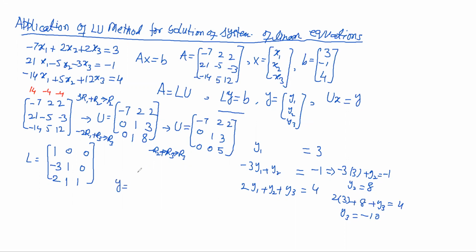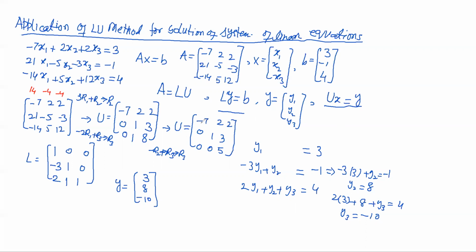So the vector y will be 3, 8, and -10. Okay, 3, 8, and -10. But of course this is not our answer. Our answer should be x1, x2, x3. So for x1, x2, x3, we will apply this equation: Ux is equal to y.